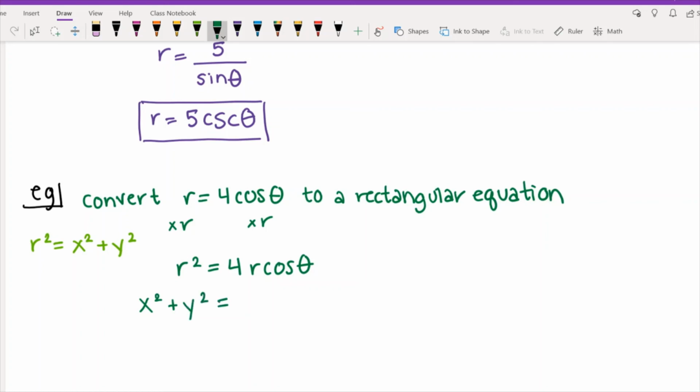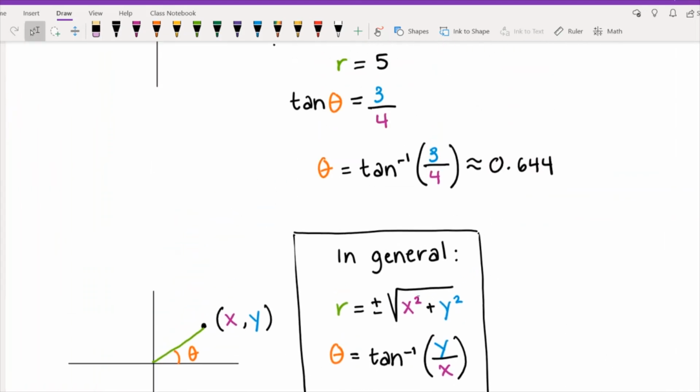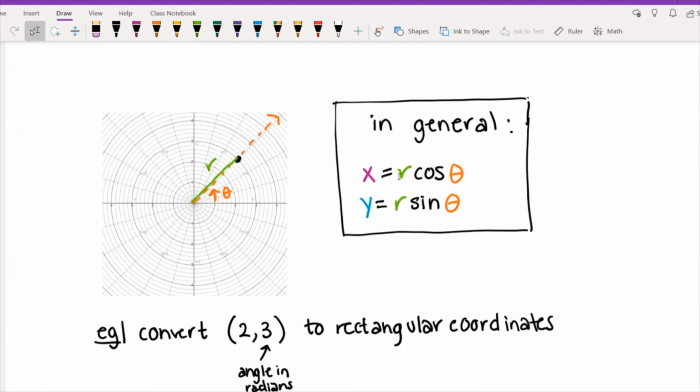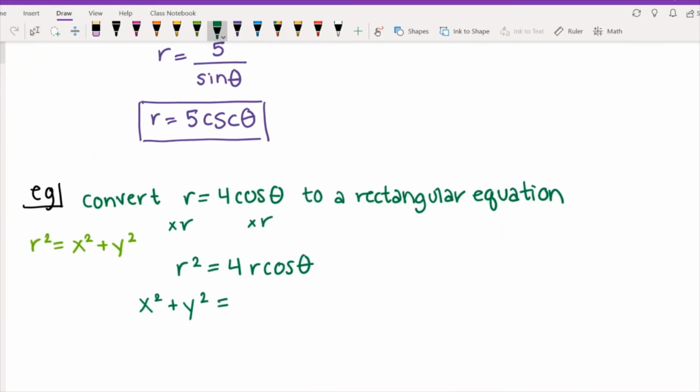And then let's go back to our translation here. Oops, I want to go to this other one. So we know that r times cosine of theta is equal to x. So we can go in here and replace r times cosine of theta with x. So we get x squared plus y squared is equal to 4x. Now this is actually a fine answer. This is a rectangular equation relating x and y.